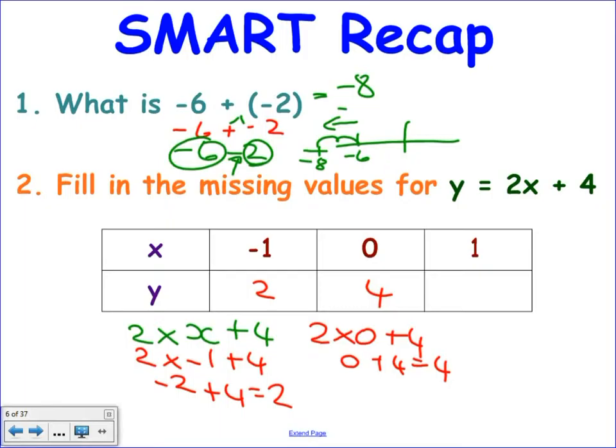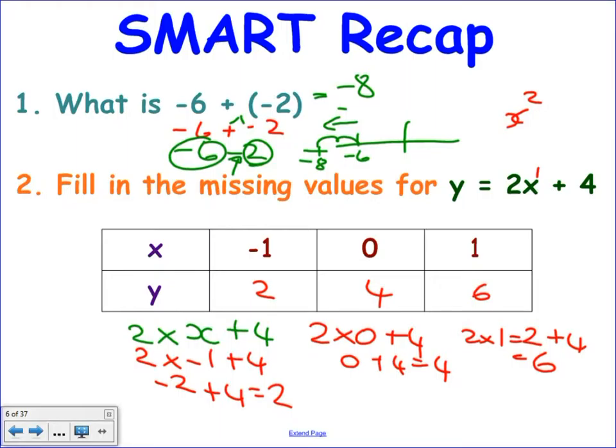I then put 1 in for the final time, it becomes 2 times 1, which is 2, add my 4, and I get 6. So my 3 points to plot on my graph is -1, 2, 0, 4, and 1, 6. And the reason this is a straight line graph, does anybody remember why that's a straight line graph? The value for x has an invisible power of 1. Has everybody seen that before? X squared, and we know what it means. What does that mean?